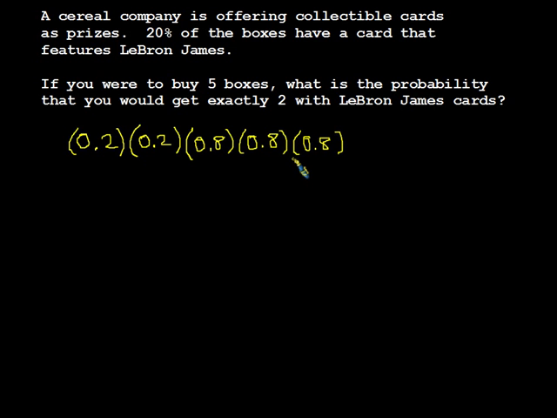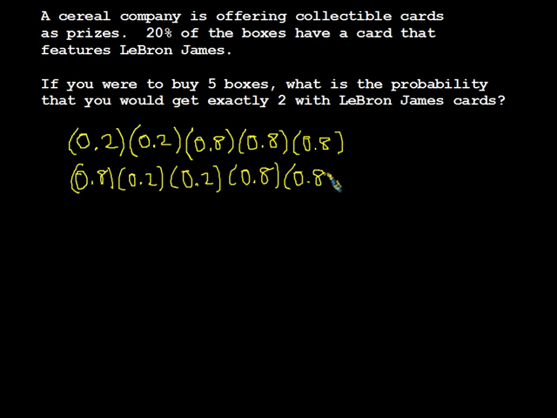But there is one little problem with this, is that this assumes that we got 1 LeBron James and then got another LeBron James and then got all boxes without LeBron James in that specific order. The reality is it's entirely possible that we could have gotten no LeBron James, and then we could have gotten a LeBron James and a LeBron James, and then no LeBron James, and one more no LeBron James. So this is also a possibility.